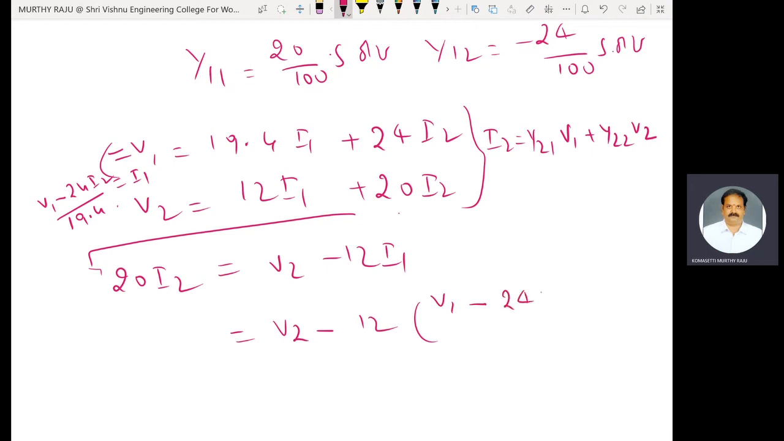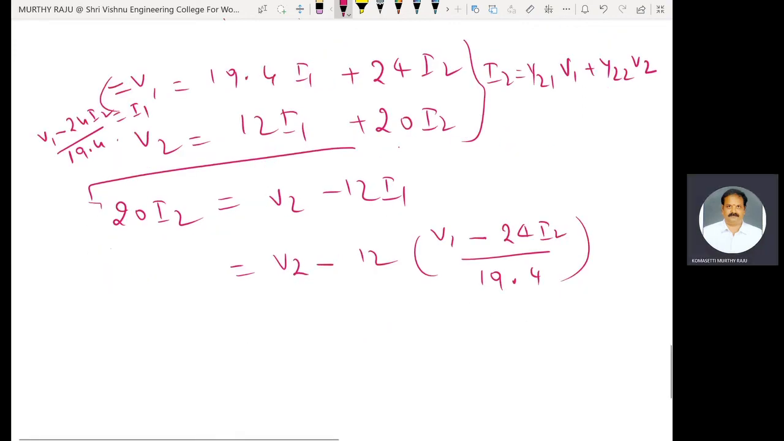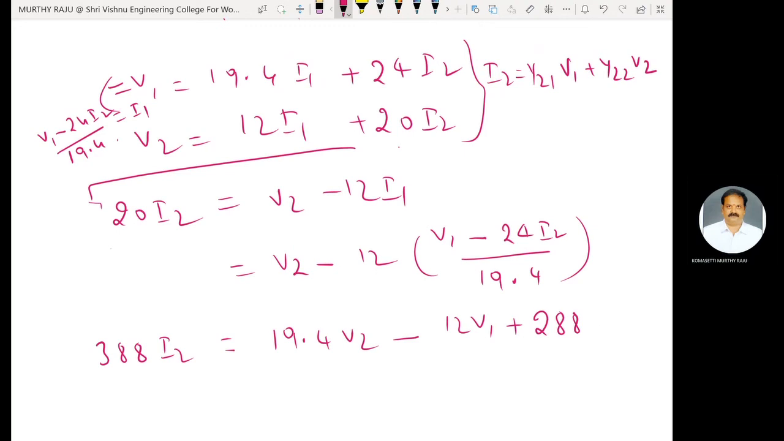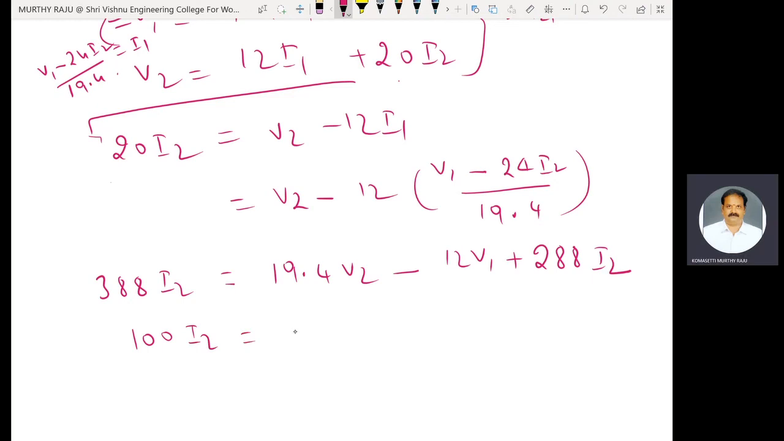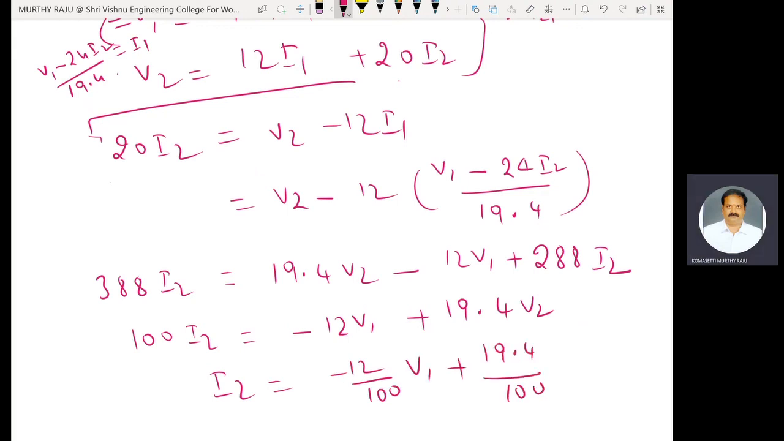V1 minus 24 I2 by 19.4. Again, 12 into 19.4 is 388 I2, so 19.4 V2 minus 12 V1, minus into minus plus 12 into 24. 12 into 24 is 288 I2. 388 I2 minus 288 I2 is 100 I2, which is equal to minus 12 V1 plus 19.4 V2. Therefore, I2 is equal to minus 12 by 100 V1 plus 19.4 by 100 into V2.